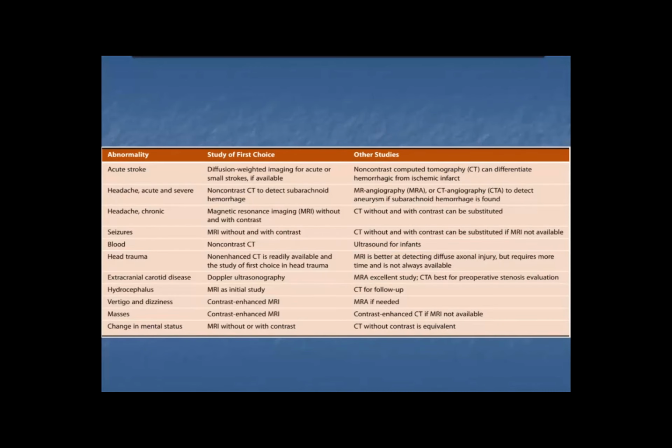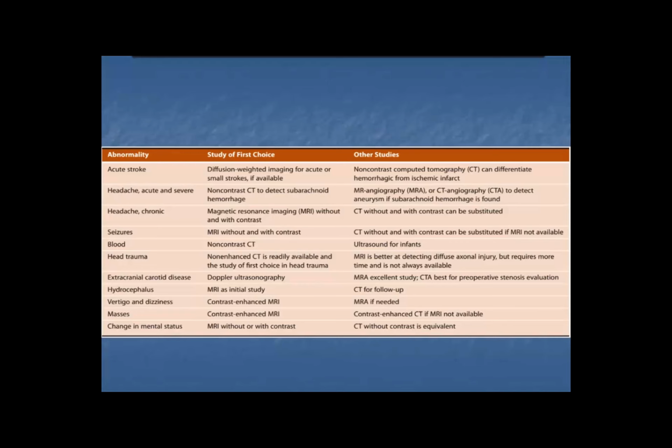This is a table to choose the first study of image. For patients with acute stroke, the study of first choice is diffusion weighted image for acute or small strokes if available. The non-contrast computed tomography can differentiate hemorrhage from ischemic infarction. If a patient suffers from acute and severe headache, the non-contrast CT is used to detect subarachnoid hemorrhage. The MRA and the CTA detect any risk if subarachnoid hemorrhage is formed.